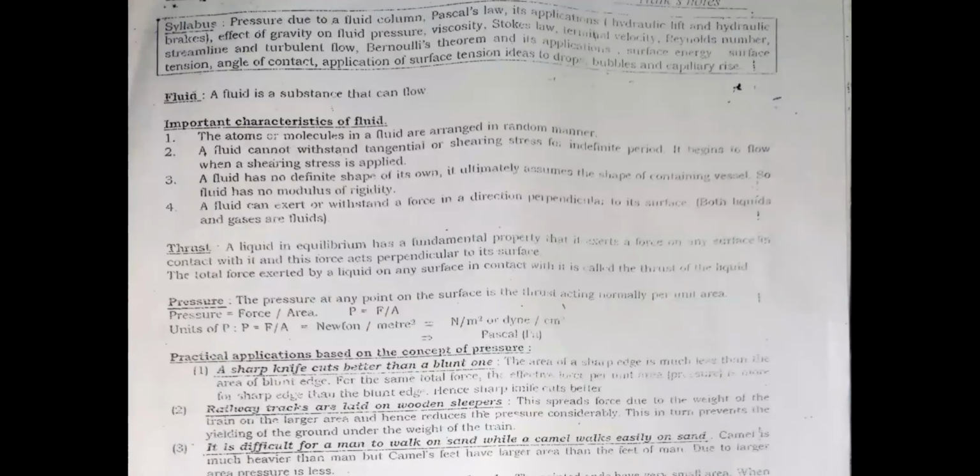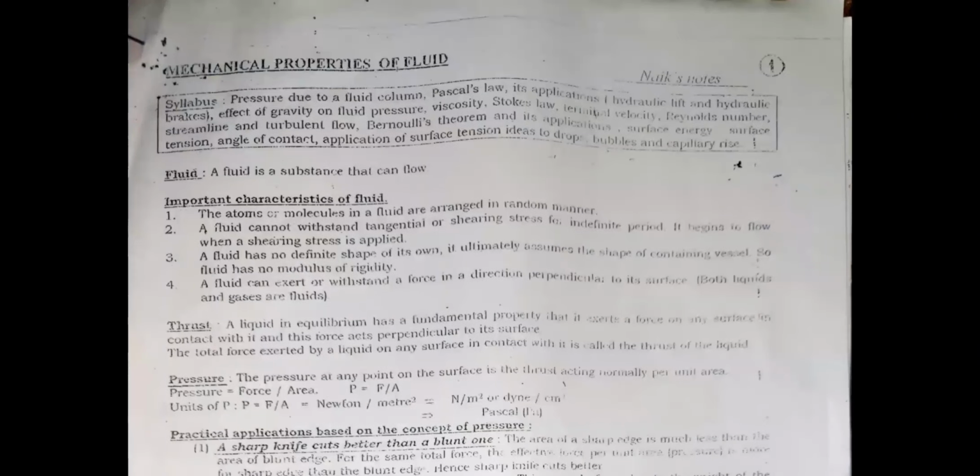Let's start now. Since we are doing the chapter mechanical properties of fluid, we should know what a fluid is. Definitely, it's a simple definition. A fluid is any substance which can flow. A solid substance will not be able to flow, but a liquid, we have seen, it can flow. So there are important properties of a fluid.